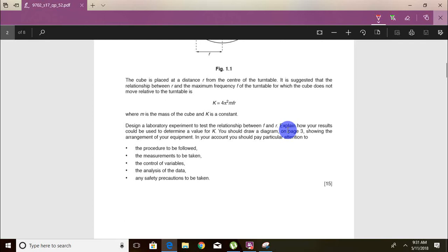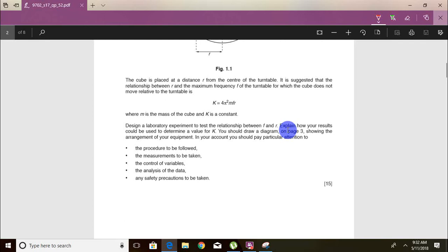And do not forget to draw a neat diagram. That is important. On page 3, showing the arrangement of your equipment, and everything needs to be detailed. If there is a circuit, the circuit diagram needs to be complete. There shouldn't be any breaks. All of the symbols need to be correct and at the correct position. The rest of the diagram has to be reasonable. There shouldn't be anything hanging in thin air.